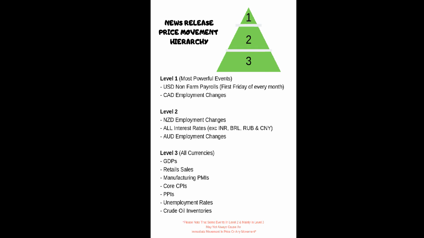Now, this chart shows you the levels in which events fall under. So there's level 1 events, there's level 2 events, and there's level 3 events. Level 1 events being the most powerful events, then followed by level 2 events, then lastly level 3. Level 3 events are the least powerful events, and they're quite unpredictable.